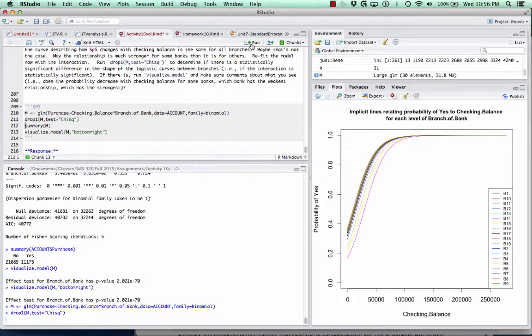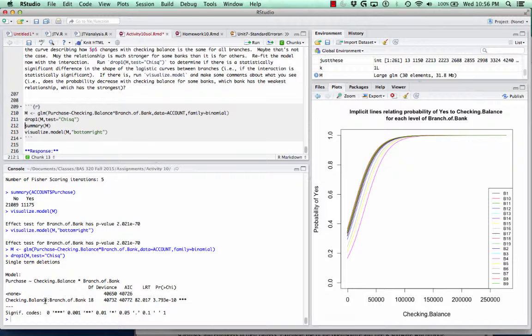So I'm going to check to see, is that interaction statistically significant? And yep, here's my interaction, checking balance times branch of bank. So it is statistically significant. So what we see is that the interaction is statistically significant. P-value is less than 5%. The implication is that the shape of the logistic curves is going to vary between branches. Not all branches have the same curve.